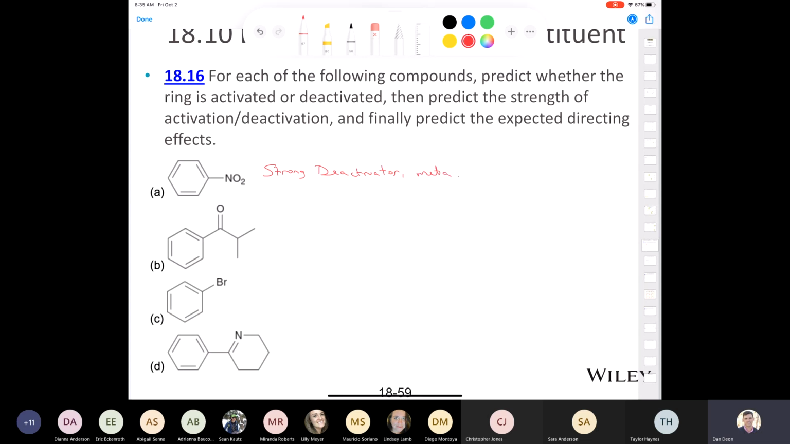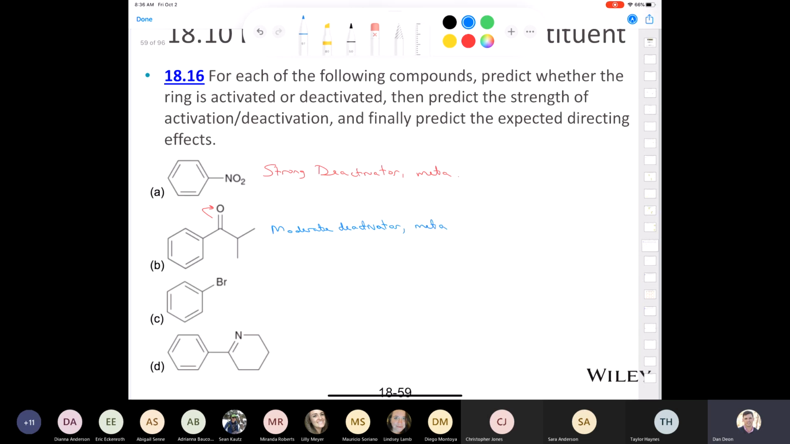We have an acyl group, so we have a carbonyl here. We could draw a resonance contributor like that. So would this be activator, deactivator? Who could help me out with this one? Moderate deactivator, absolutely. Thanks, Adriana. So this would be a moderate deactivator. And if we have a moderate deactivator, just like a strong deactivator, it's going to be meta-directing.